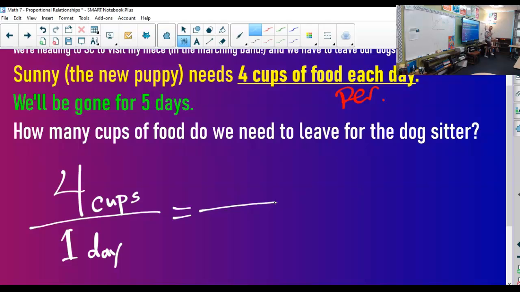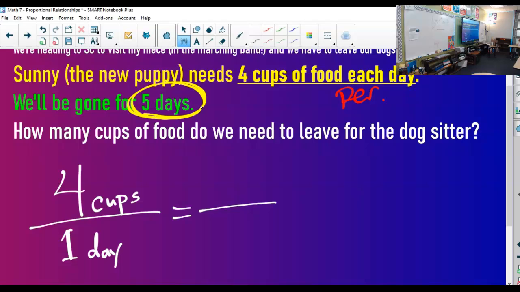Lakin? We already wrote that down. Ooh, 5 days. Here's the other piece of info that we need. So talk to your neighbor. Where would 5 days go? How would we get there? How much food do I need to leave for Sonny? Talk to your partner. Try to figure this out.